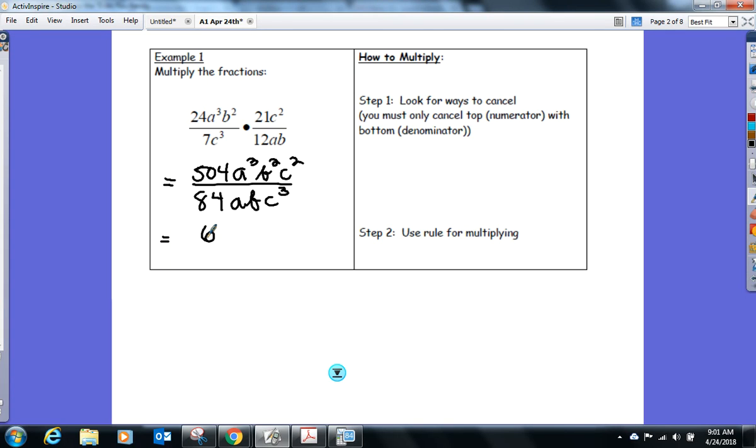How many A's do I have on top? 3. How many on the bottom? How many are left? Where? On top. A squared on top. What about the B's? A B on top. And how about the C's? C on the bottom.